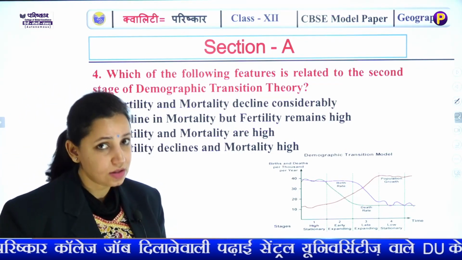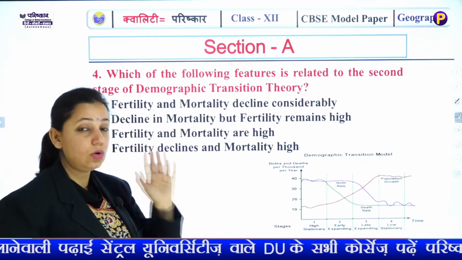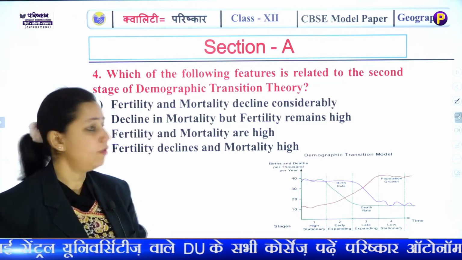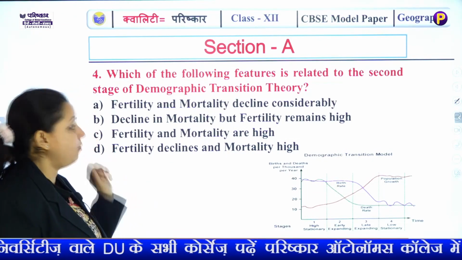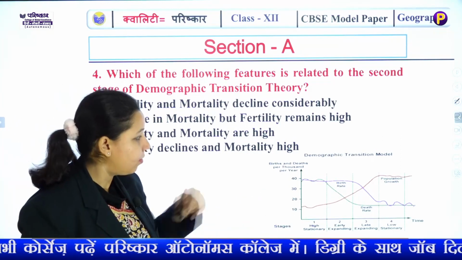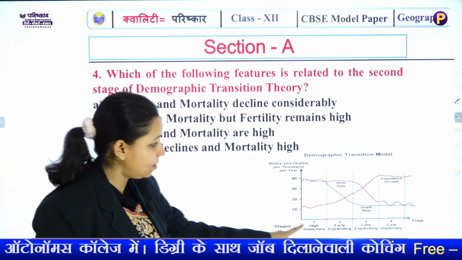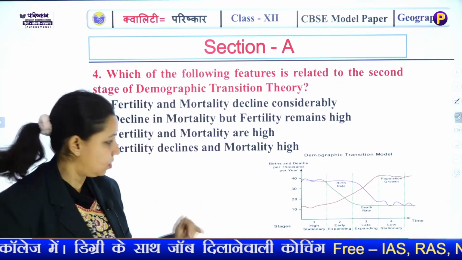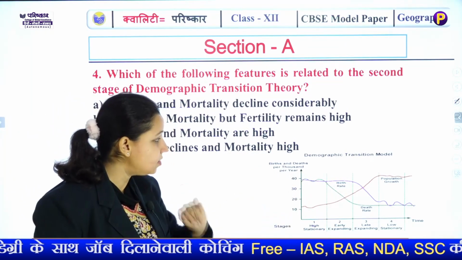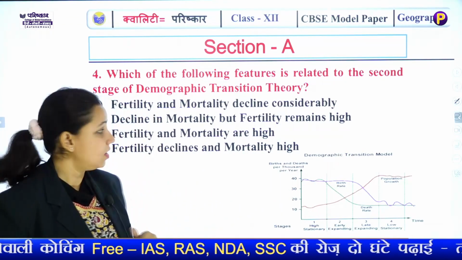It was given by Notestein, right? Now you should know the particular stages of demographic transition theory. For your understanding, I have given a graph of the demographic transition model. So here you can see the 4 stages. In the first stage, you can see the birth rate and death rate are both high.